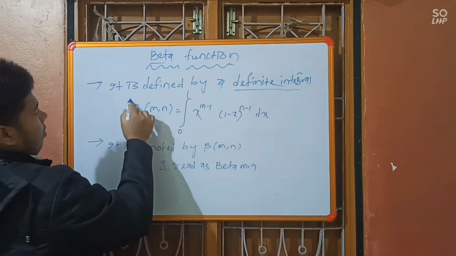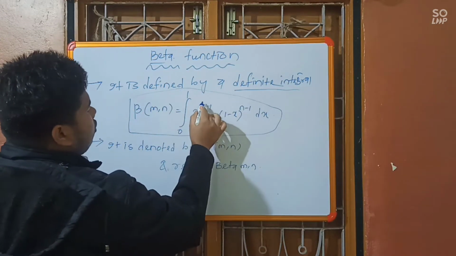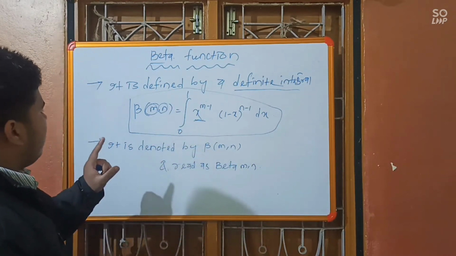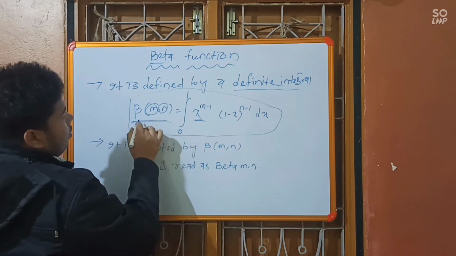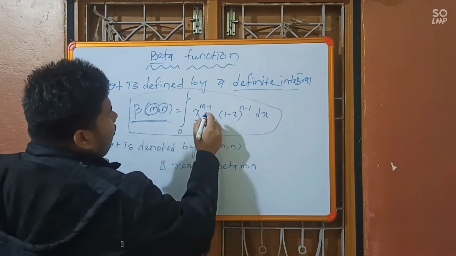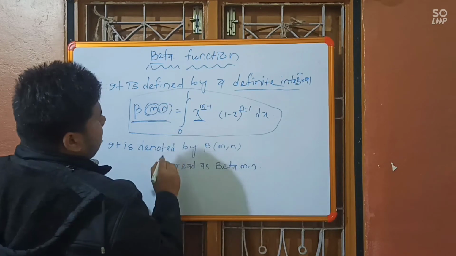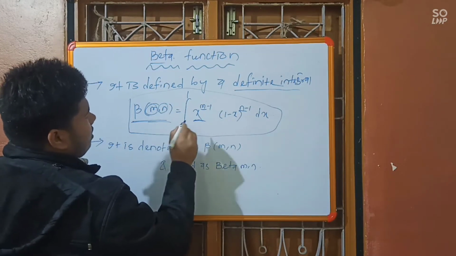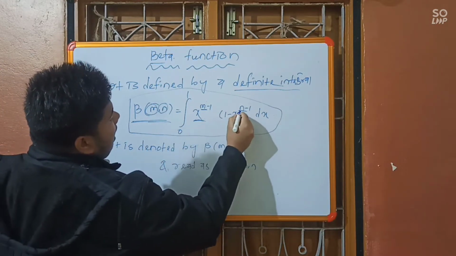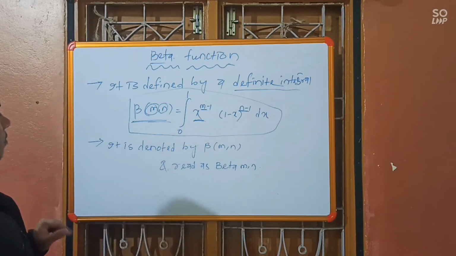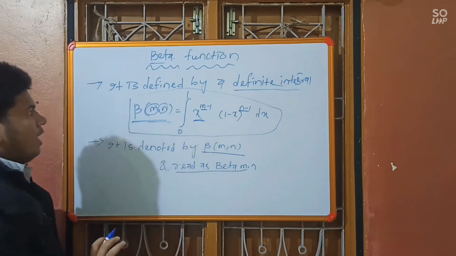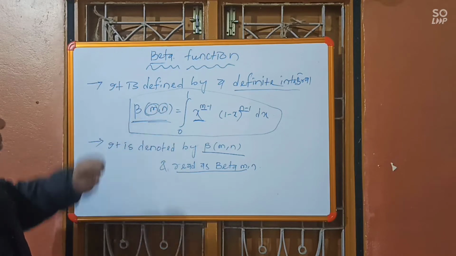Okay, this function depends upon these two variables, that is m and n, not upon x. See, a very important thing: this beta function, which we denote as beta mn, totally depends upon m and n, not on x. This is the most important thing for the beta function. Again we say, the beta function depends upon the variables m and n, not upon x. Okay, and it is denoted by beta mn and read as beta mn. This is the mathematical expression for the beta function.